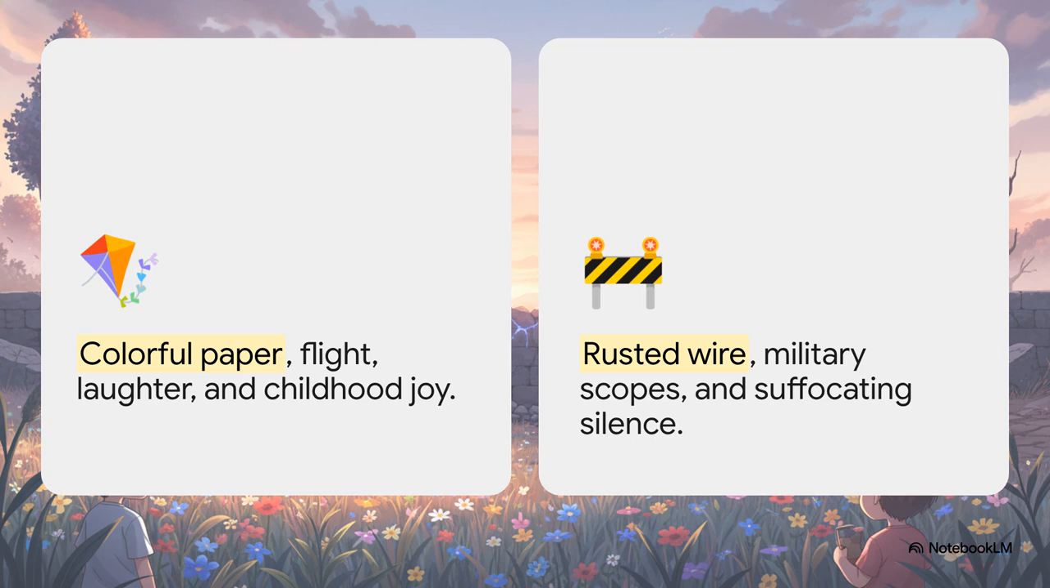Now, what's really crucial to grasp here is how the author uses a core visual contrast to drive the entire tragedy. It's a collision of two completely different worlds. On one hand, you have the kite. It's crafted from scraps of colored paper, and it represents flight, laughter, and that pure, unfiltered childhood joy. And then right up against it, you have the border: cracked earth, rusted wire, cold military scopes, and just a suffocating silence. These two forces are on a direct collision course.